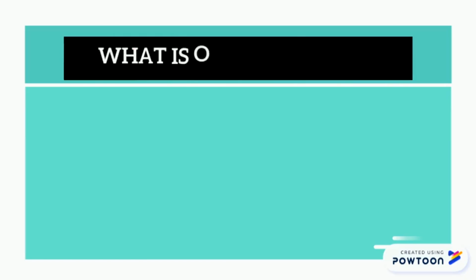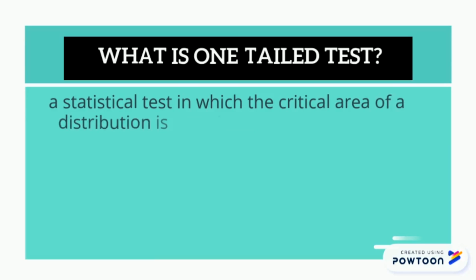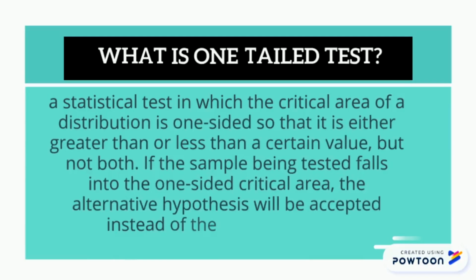So, what is a one-tailed test? A one-tailed test is a statistical test in which the critical area of a distribution is one-sided, so that it is either greater than or less than a certain value, but not both. If the sample being tested falls into the one-sided critical area, the alternative hypothesis will be accepted instead of the null hypothesis.